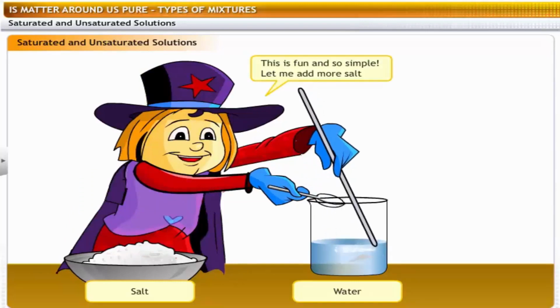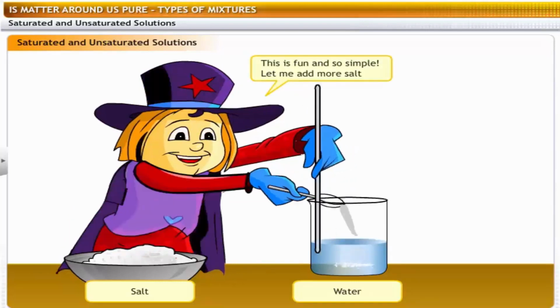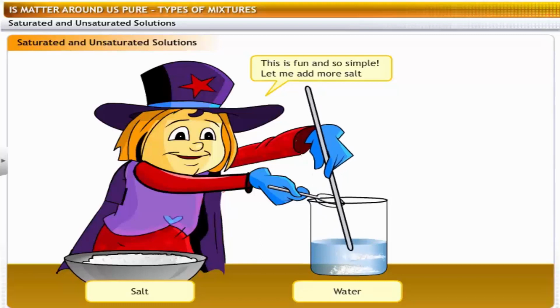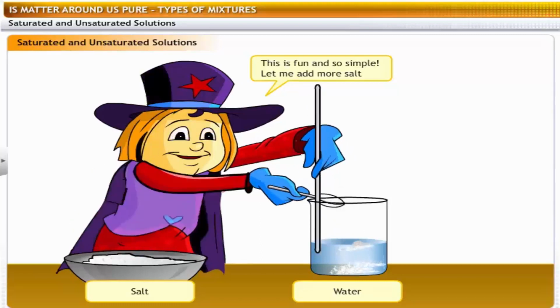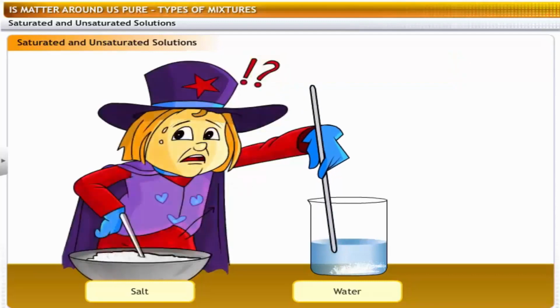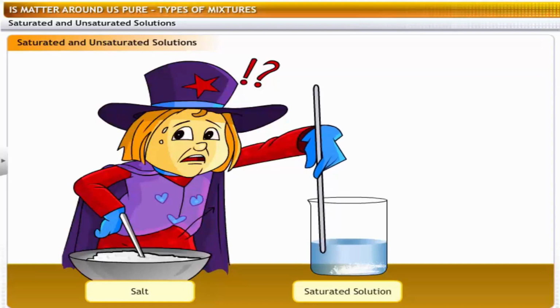This is fun and so simple. Let me add more salt. I must have messed up again. The salt is not dissolving anymore. Even if you stir the solution vigorously or wait for a long time, the solution will remain undissolved. You have obtained a saturated solution in which no more solute will dissolve.